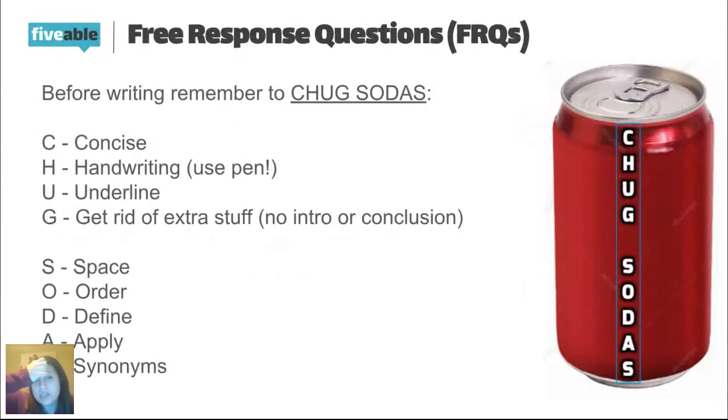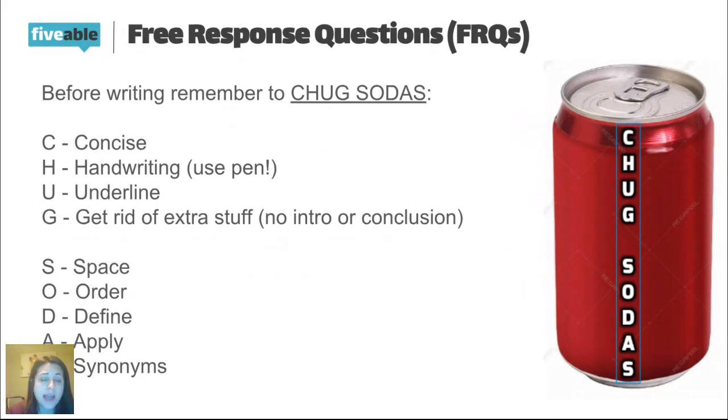And so we use this CHUG SODAS acronym. I'm not sure if we've seen this before, but I've shown this before. Basically, it's a good reminder of different skills and things that we should be doing when we're writing an FRQ. So the C stands for being concise. We do not need to write pages upon pages for an FRQ. We should be direct and to the point. Handwriting matters. If you are an FRQ grader, you are reading hundreds of FRQs every day. And so if I can't read your handwriting, it's going to be really difficult to give you a score. So you want to make sure that you're writing legibly and that you're using pen and following directions.